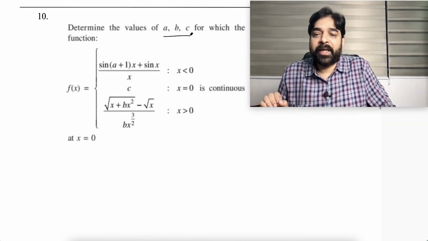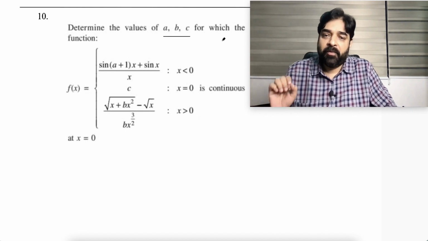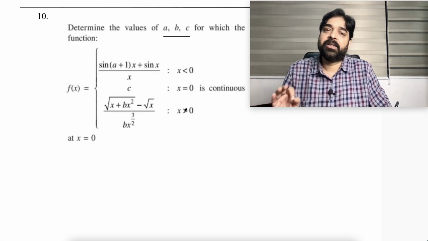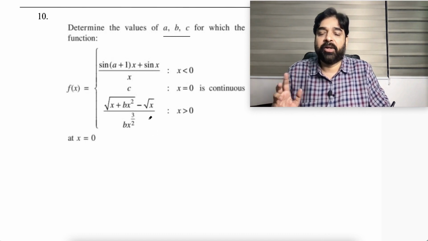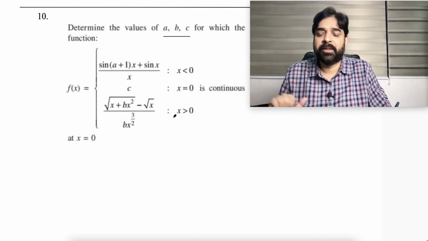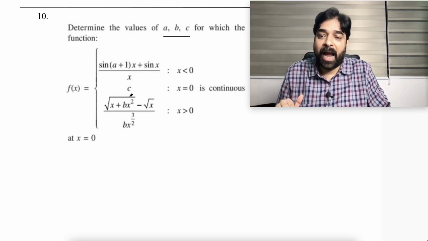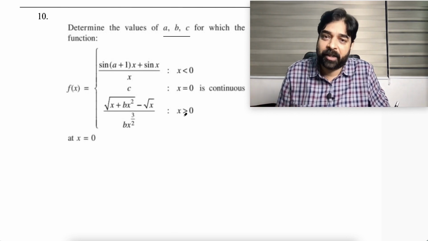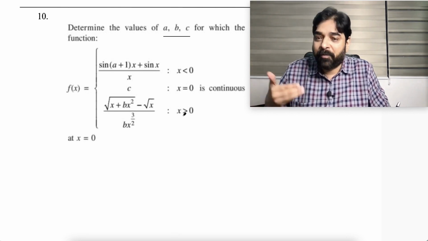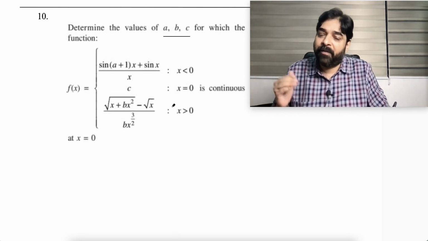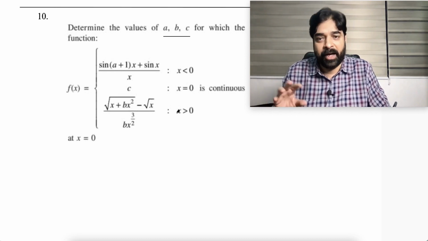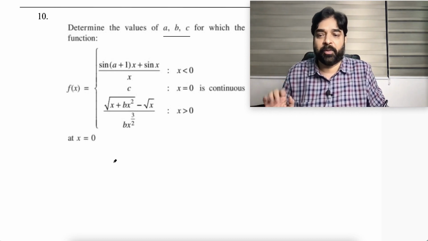Determine the values of a, b, c for which the function is continuous. Damn simple question. Now you have to see that before 0 some other function is there, at 0 some other function is there, after 0 some other function is there. So we will find f of 0 minus h, f of 0 plus h, f of 0 and we will equate them. One by one we will do it.